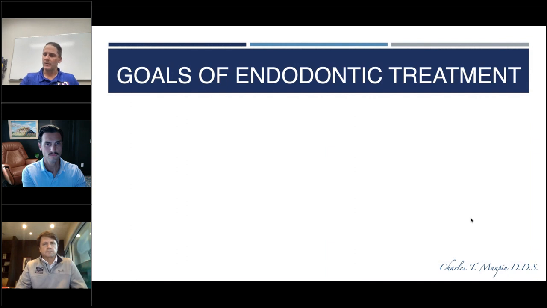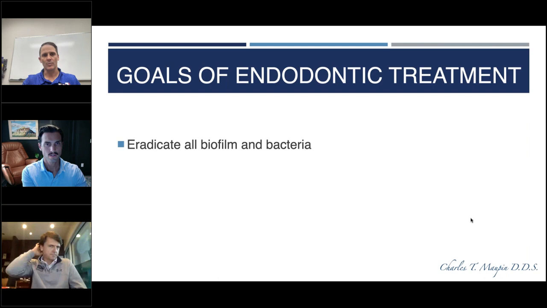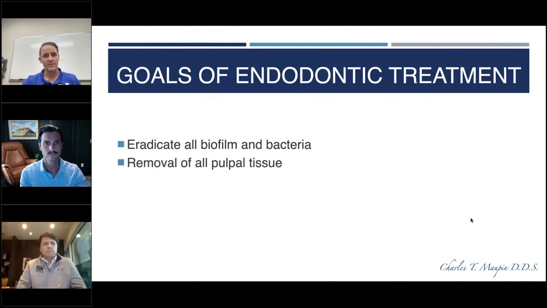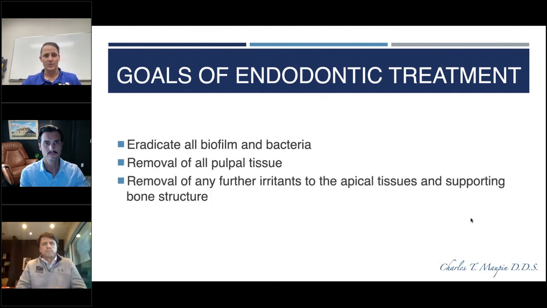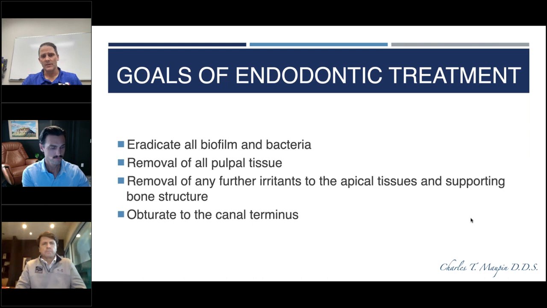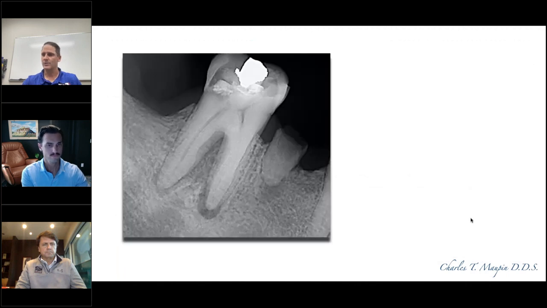This is pretty basic here, and we don't have a lot of time, but we're going to go through a few things. The goals of endo treatment, what are they? We all are familiar with this. It is to eradicate all biofilm and bacteria, to remove the pulp tissue, to remove any further irritants to the apical tissues and supporting bone structure, and then lastly, to obturate to the canal terminus. That's our goals, to summarize.